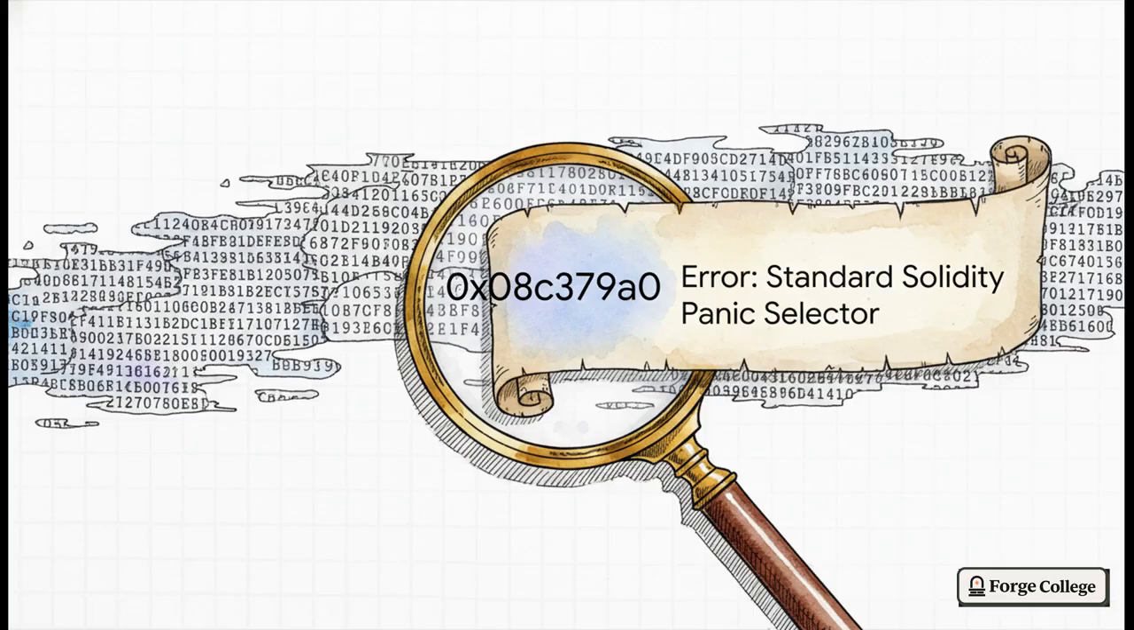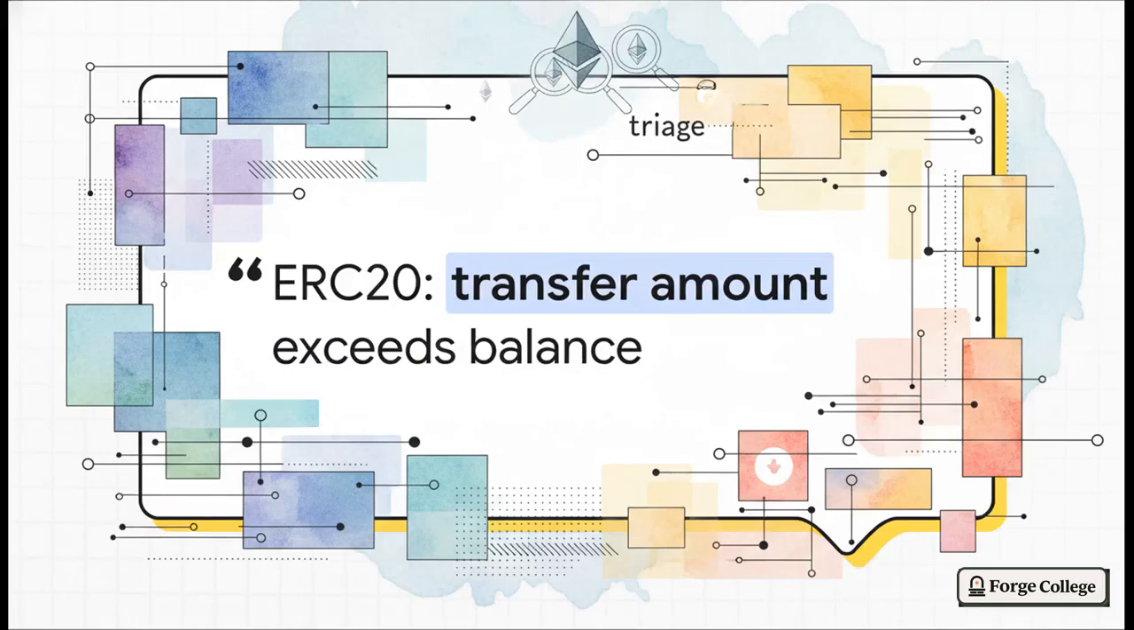If you see this exact string, you know right away that just after it, there is an ABI-encoded string just waiting to be translated into plain English. And when you slice that data and decode it, you get this absolutely beautiful output. ERC20 transfer amount exceeds balance.